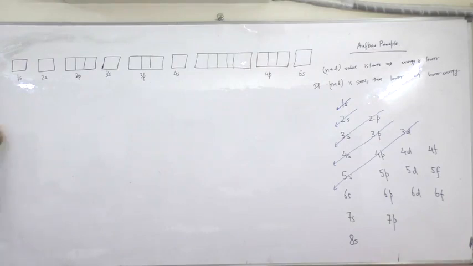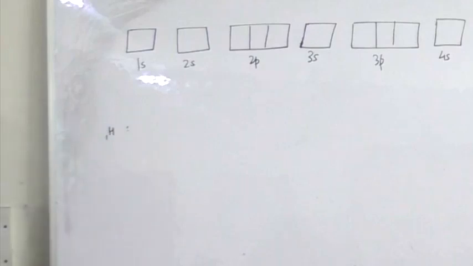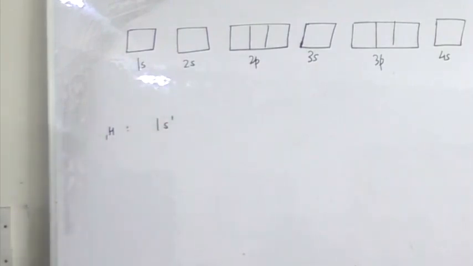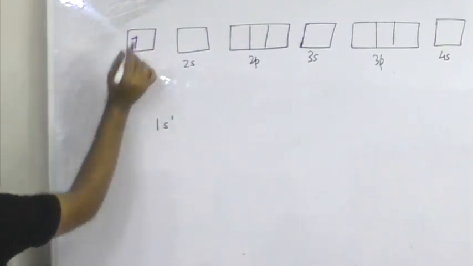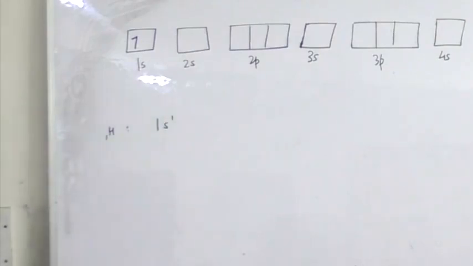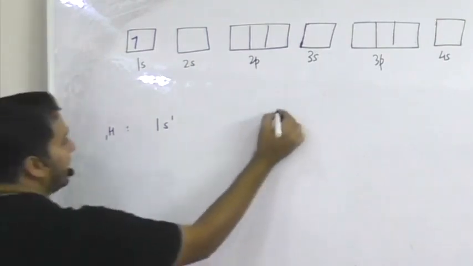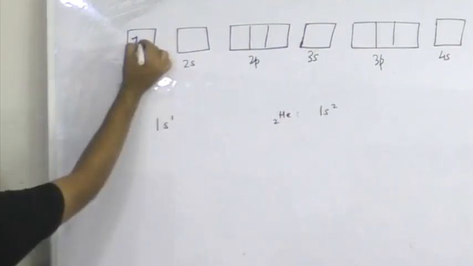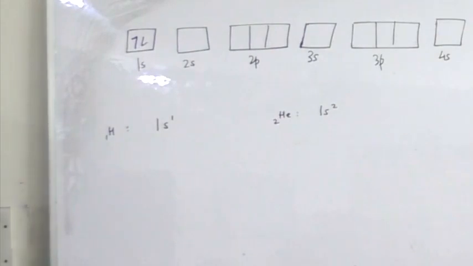So now tell me, if I gave you hydrogen, we'll write hydrogen as 1s1. This is how we will write hydrogen. The 1 above the s represents the number of electrons in that subshell. 1s1. How will I write helium? 1s2. If I have to fill 2 electrons, I will fill it like this. This will be helium. Easy, right?